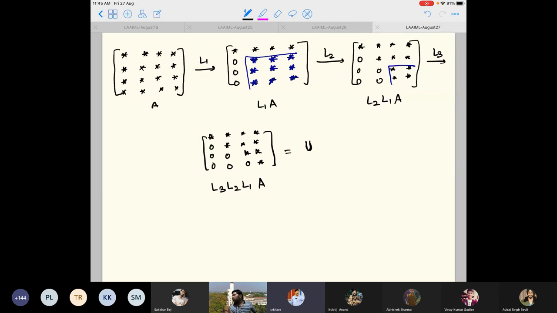Once you compute L1, L2 and L3, then what is going to happen? The matrix U that you get is going to be an upper triangular matrix. By construction itself, you can see that. So there is nothing left to prove with respect to U.